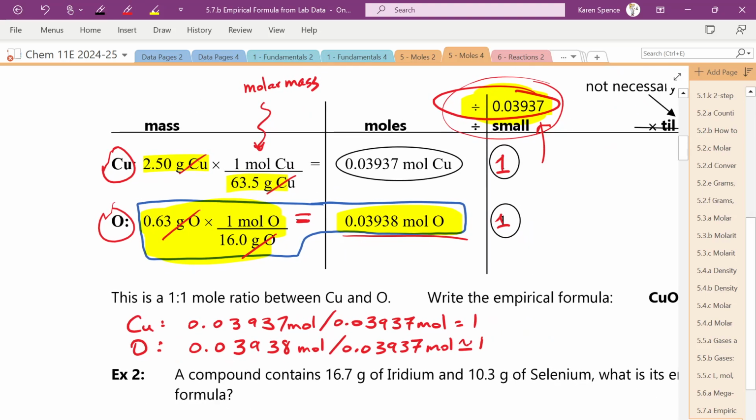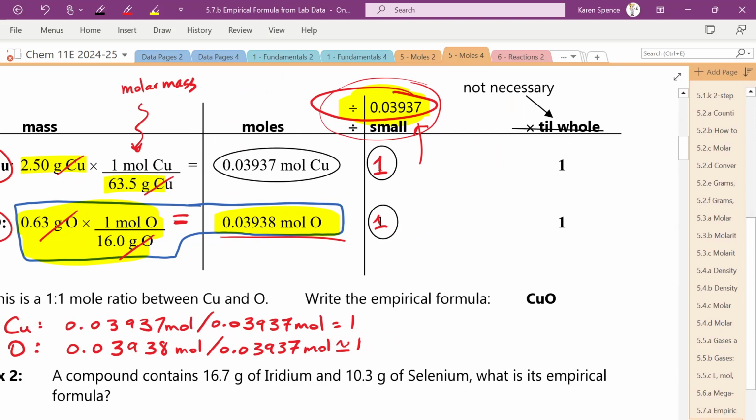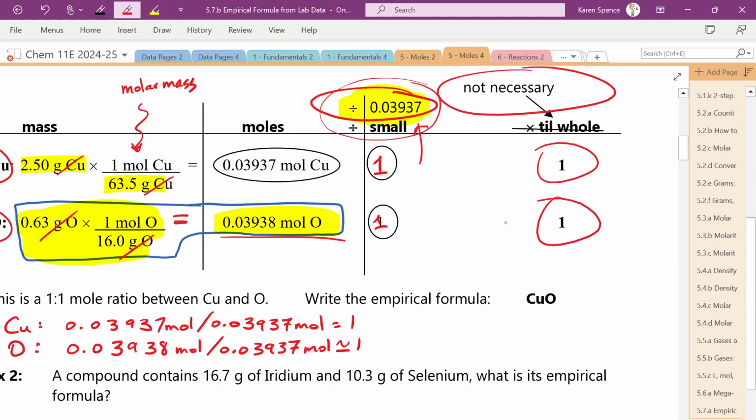So we divided by small. What's our last line of the poem? Times till whole. And we don't need to do it because these are both whole numbers. Yes? So if you get, and it's not going to be exactly 1, like, I don't know, it's like 0.999 something, right? But close enough. You're like close enough to 1. All right?